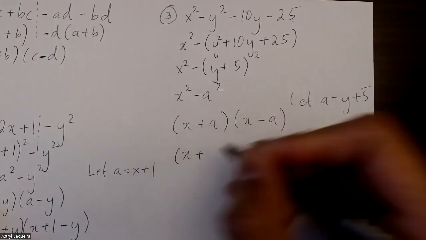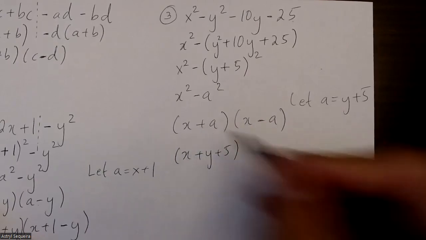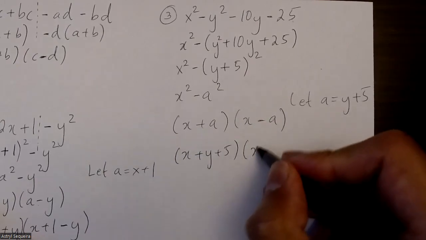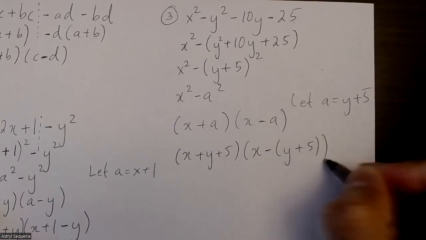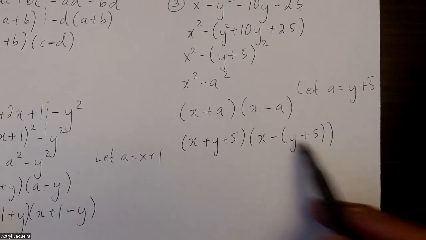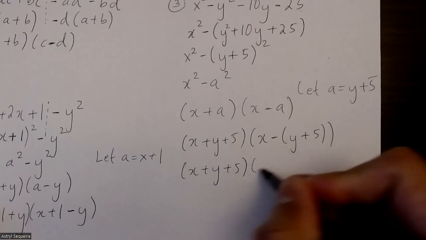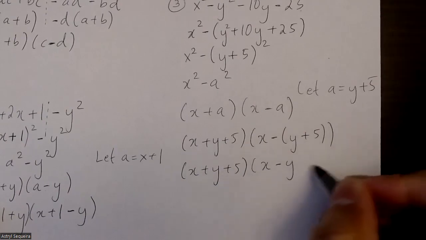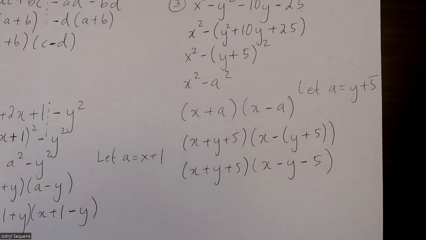So x plus, I can put this straight y plus 5 here because this is a plus sign, it doesn't matter. But over here, it's going to be x minus and then bracket y plus 5. And last step is to get rid of the internal bracket there. That's going to be x minus y minus 5, and that is my final solution.